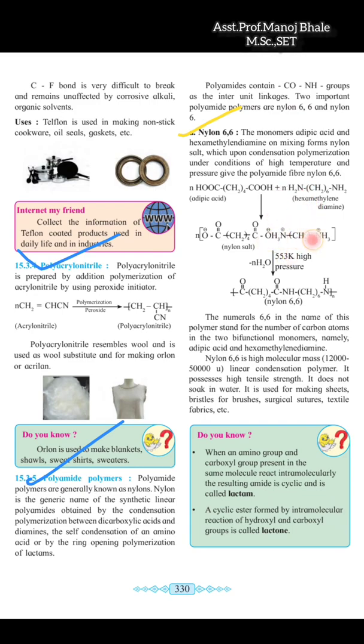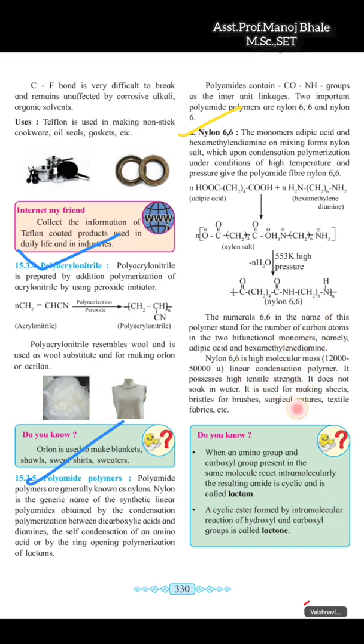So this nylon salt, which is an intermediate, in the next step, we remove n number of water molecules. This process happens at 553 Kelvin and at high pressure. So there is the formation of nylon 66. This is the structure of the nylon 66 which is prepared there.